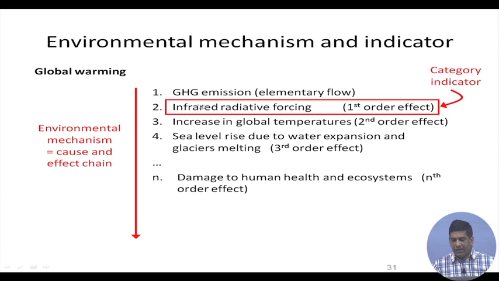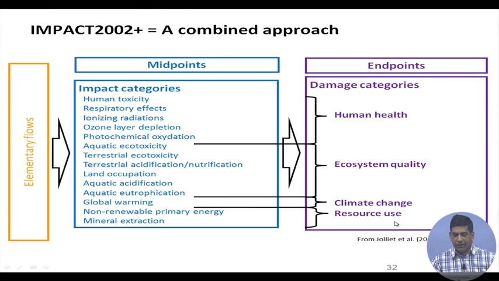So infrared radiative forcing, we have taken it as one indicator. We have taken a category indicator in terms of global warming as infrared radiative forcing, the first order effect. So elementary flow, again, in elementary flow, you have different impact categories where you have human toxicity, respiratory, ionization radiation, ozone layer, photochemical, and all that, then aquatic acidification, non-renewable energy, and all that.